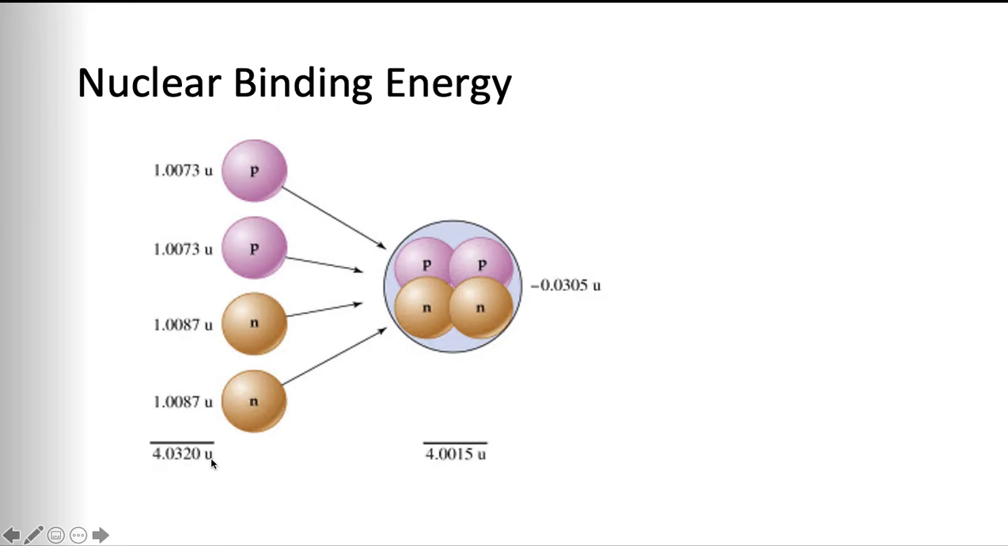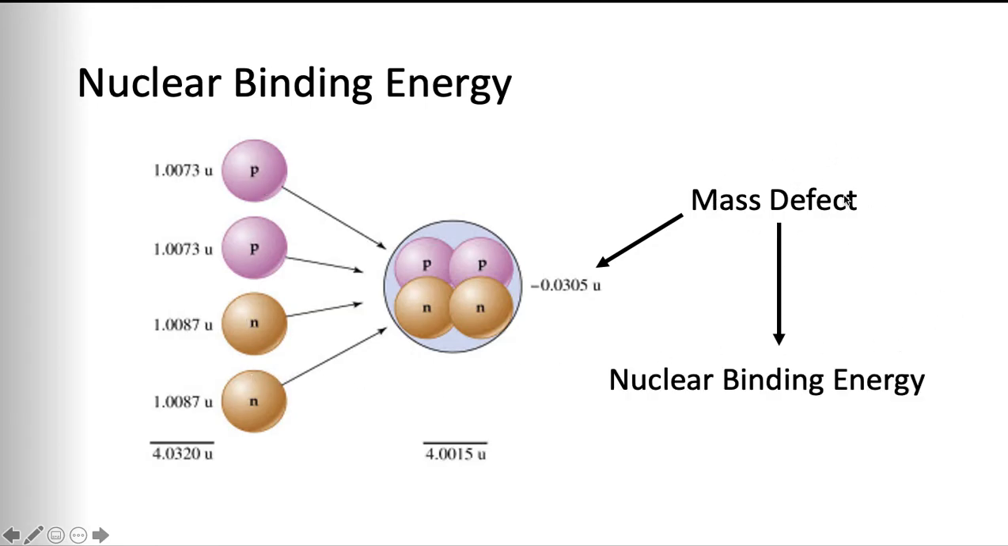4.032 units. Now, through experimentation, we can find the mass of one particular nucleus of helium, and its mass is actually 4.0015 units. There's a discrepancy between these two numbers, the one that we calculated and the one that we measure, and that is true for every nucleus in the periodic table. This is called a mass defect, and the mass defect is associated with a nuclear binding energy. There is a little bit of a loss in mass when these particles come together and form the nucleus as when they are apart.